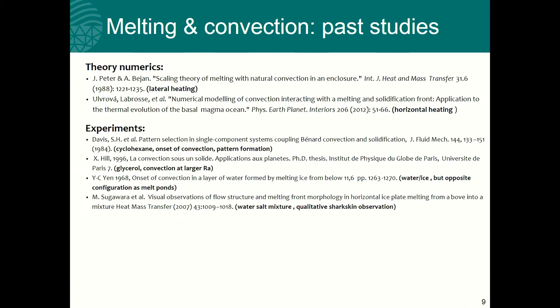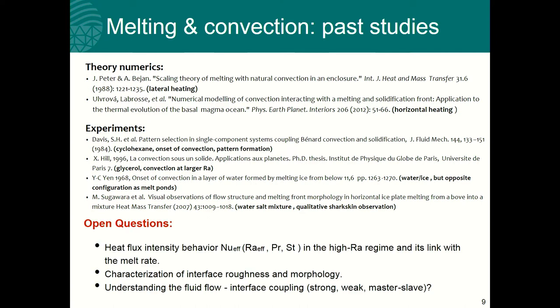pattern in the interface. Now the question is: can we connect heat flux to the global parameters of the system? Is there any characteristic for the roughness or the length of the domes or rolls that are appearing in the interface? Do they have some kind of feedback? Which one has an effect on the other: the interface on the flow or the flow on the interface?